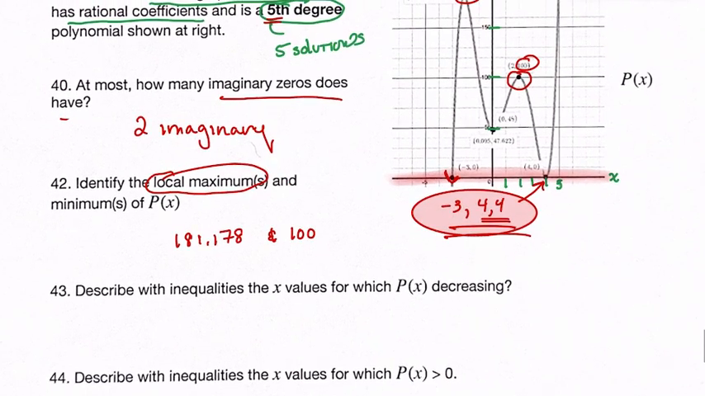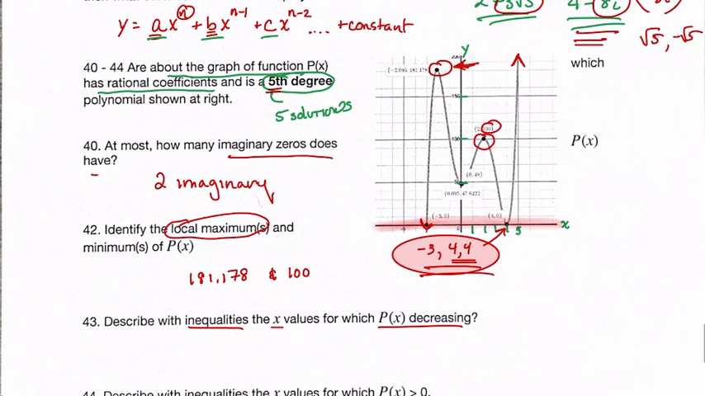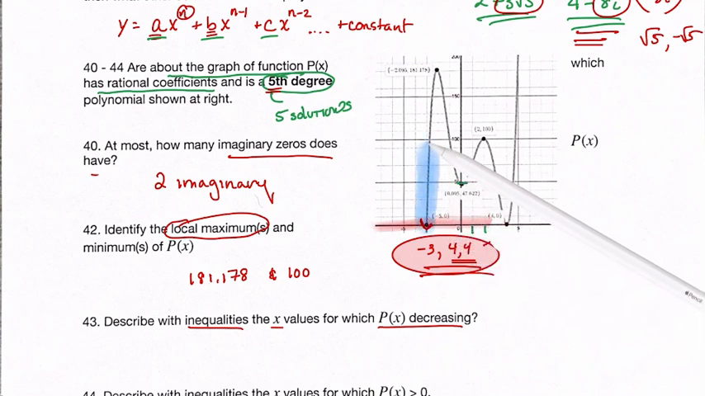Number 43, describe with an inequality the x values when p of x is decreasing. All right, so p of x is the graph. When they're asking, hey, where is it decreasing? They're asking where are the y values going up and where are the y's going down. If they're going down, it's decreasing. So I'm going to get out my blue first. So here, as my x's go to the right, I'm going up, up, up, till I hit that maximum right there. And now I'm decreasing. All right, so it's that stretch of it right there.